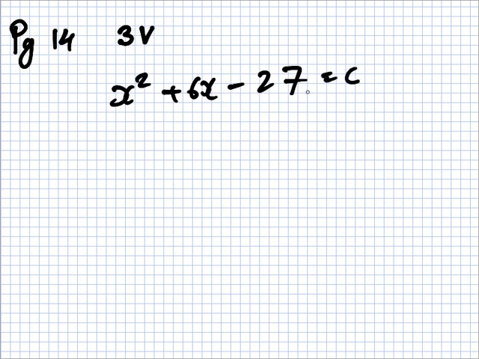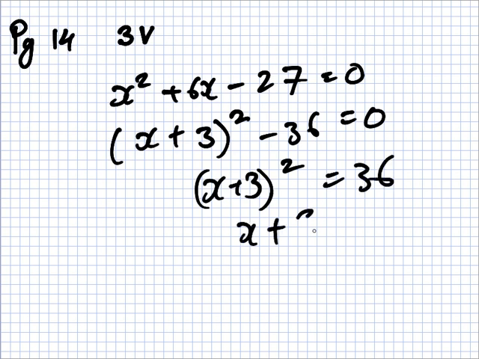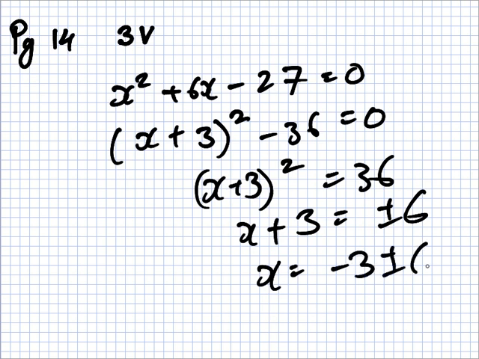Right, so... Guys, please, no talking when I'm talking. X plus 3 squared. That's right, isn't it? Yeah. And then minus 27 minus 9 is minus 36, isn't it? So you get x plus 3 squared equals 36. So x plus 3 equals plus or minus 6. So it's minus 3 plus or minus 6. So that's minus 9 or 3. Yeah, that's correct.